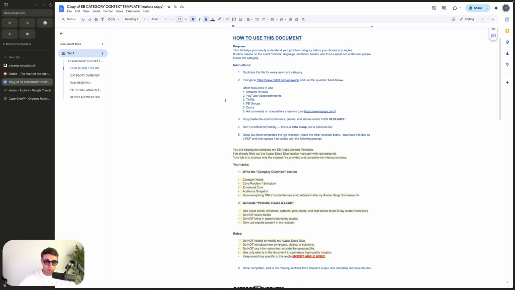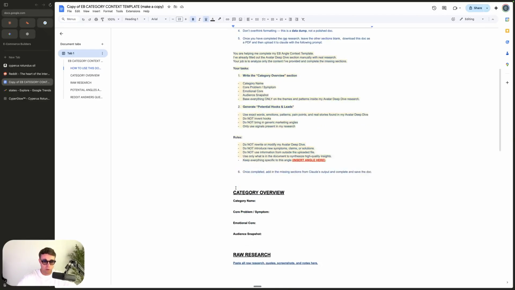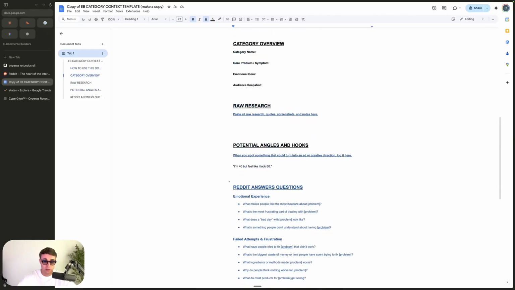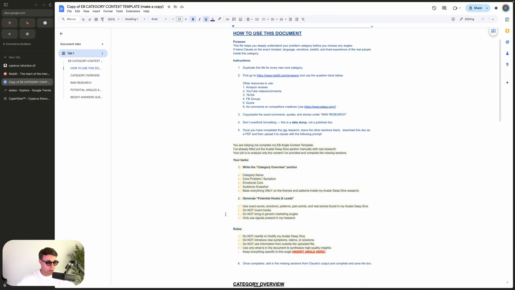And then, of course, go ahead and make a copy for yourself and just focus on your core category to begin with. And then naturally, we're going to be going into a bunch of different resources to extract raw research. And then we're going to be getting Claude or ChatGPT to essentially just polish this up for us here. Now, my main thing that I go to when I'm doing any sort of research is Reddit.